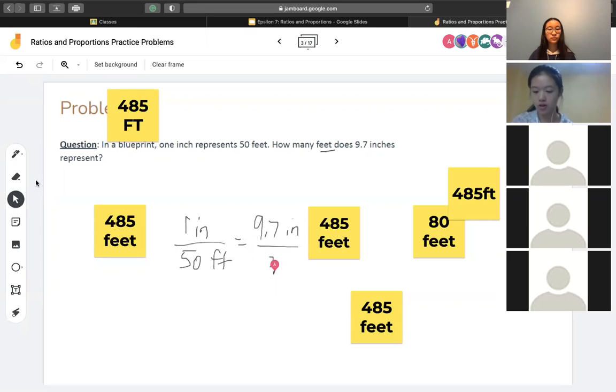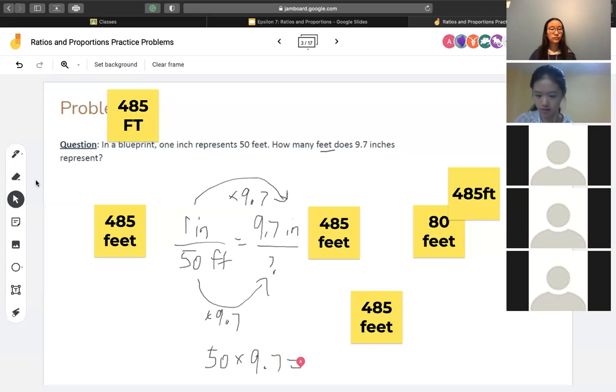So now we can notice that to get from 1 inch to 9.7 inches, we multiplied by 9.7. So that means to get from 50 feet to however many feet, we would also have to multiply by 9.7. So the answer would be 50 times 9.7, which equals 485. So good job.